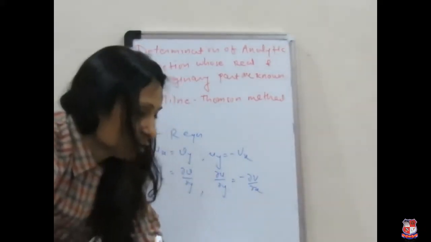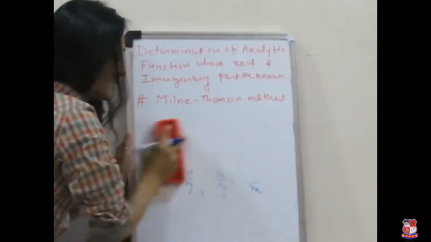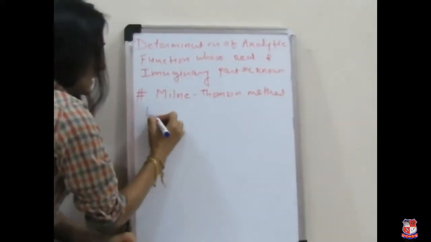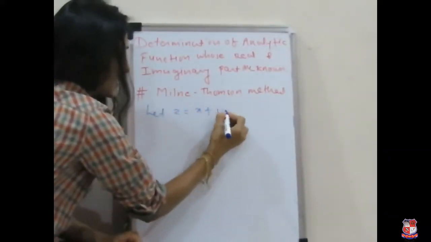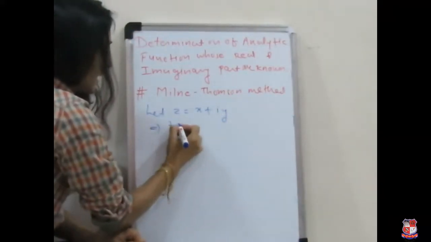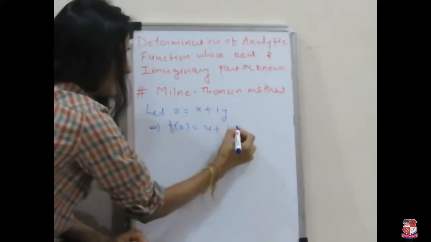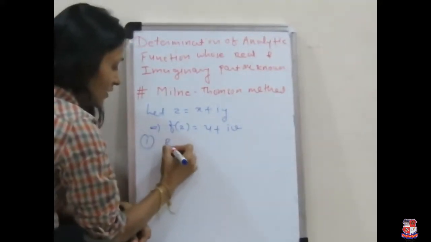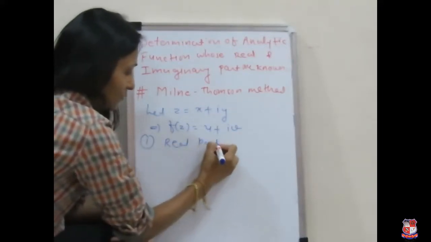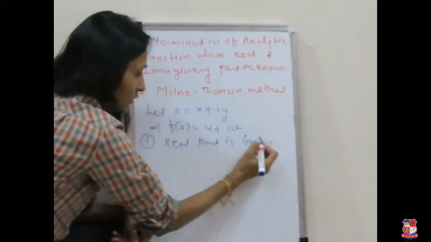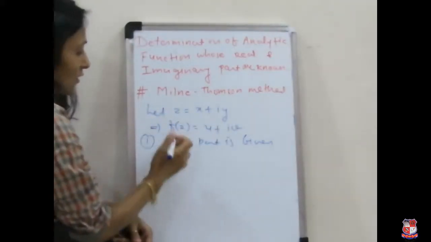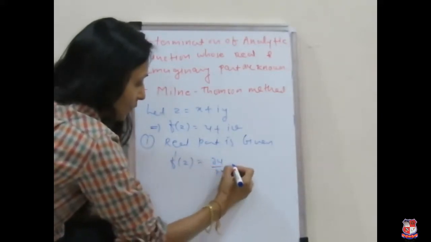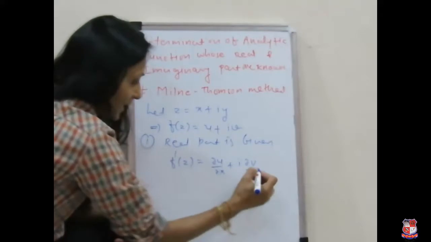That's why we use the Milne-Thomson method. What is Milne-Thomson method? The method is, we know that let z is equal to x plus iy. That implies f of z is equal to u plus iv. First, if we are given a real part, then what we have to do? How to find imaginary v? We can take derivation with respect to x, del u by del x plus i del v by del x.